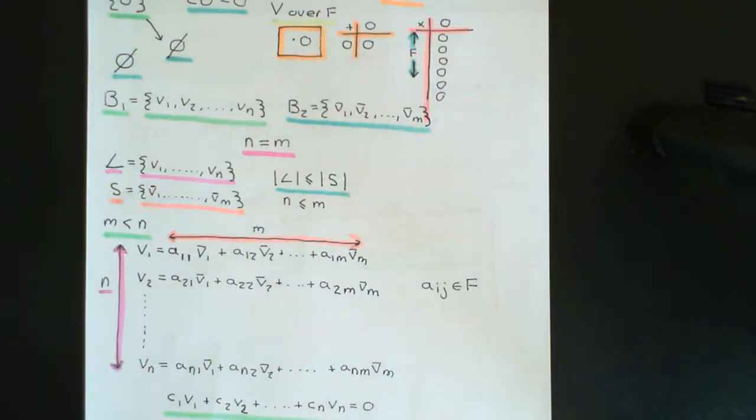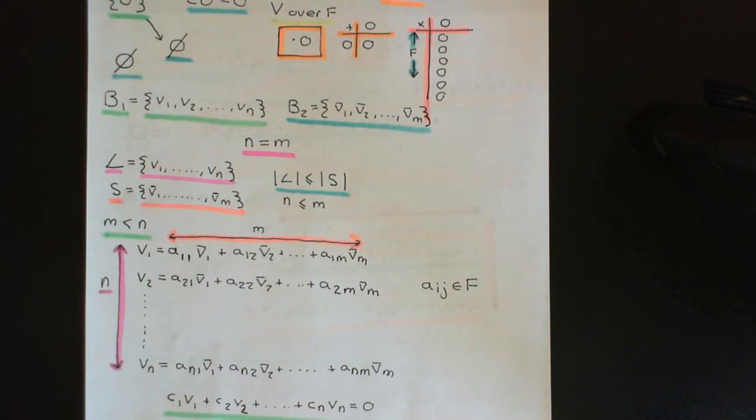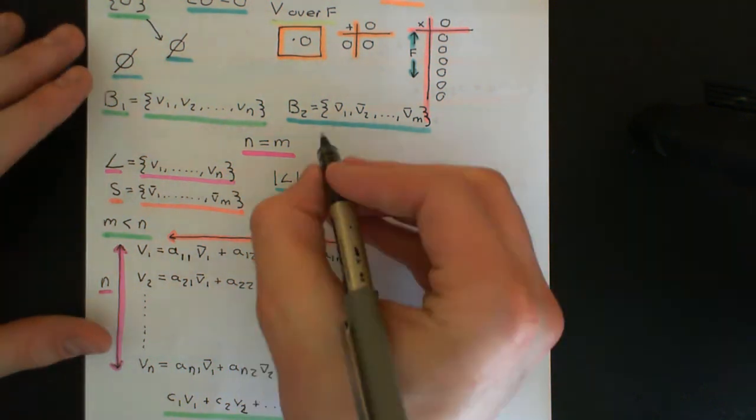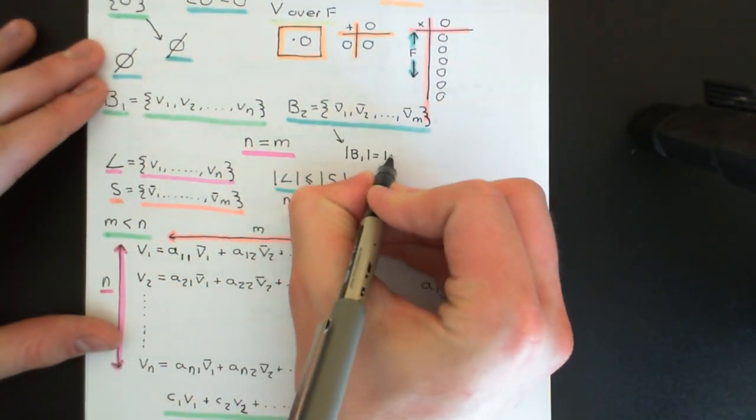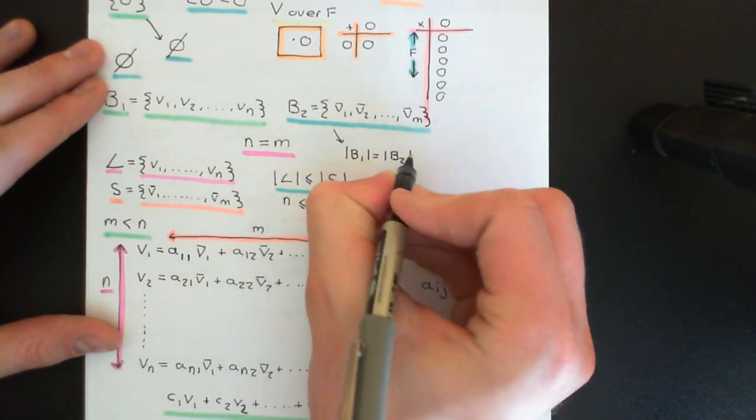The main theorem that we wanted to prove was that if you have two bases of a vector space, specifically a finite dimensional vector space, they have the same number of vectors in them. If you have two bases of a finite dimensional vector space, we want to prove that they have the same order. So we want to prove that the order of B1 will equal the order of B2. So how can we do that using this?